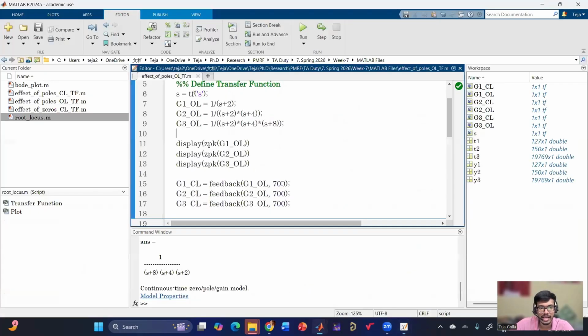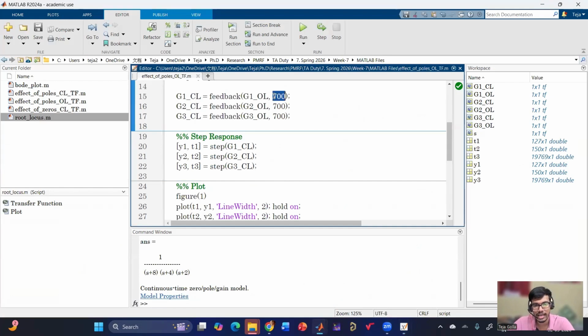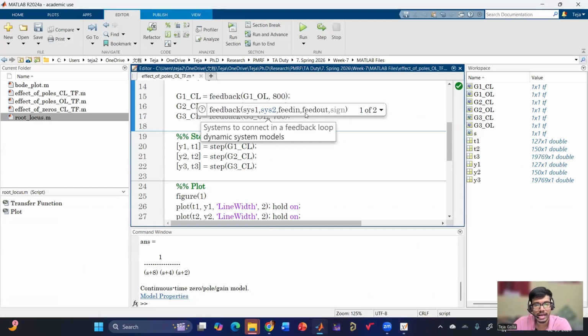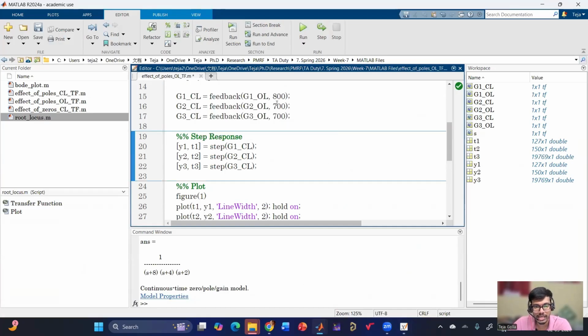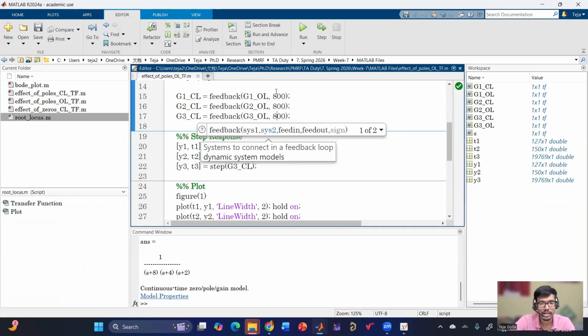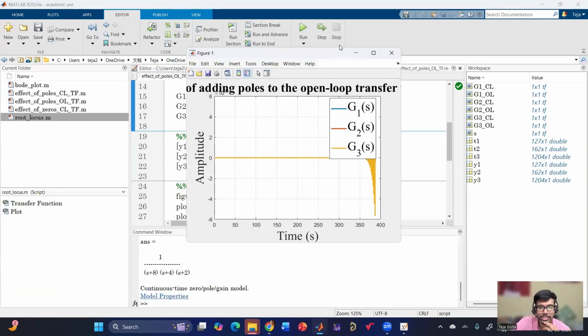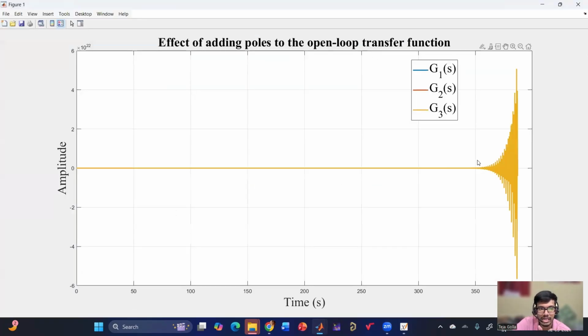So now let us consider a gain which is more. Let us consider a gain 900 or say 800. Now the third guy has to become unstable because the gain is 800. So this is 800. This also is 800. Let us run and see. As you can see, the third guy is exponentially increasing, right?